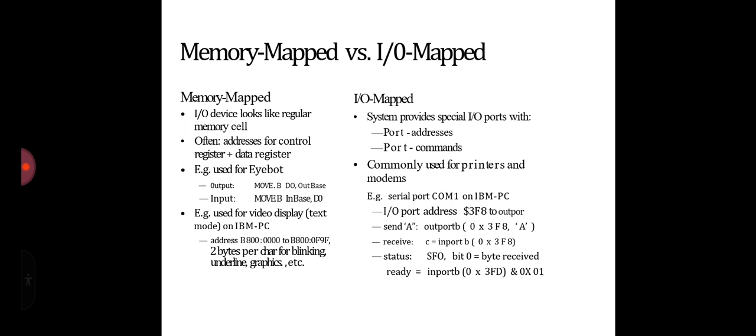Interrupts: when data is ready, it transfers data and sets a flag for completion. Here is the diagram of the direct memory access.